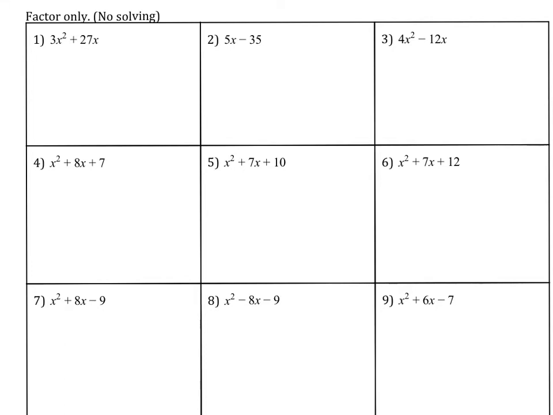Chapter 4.0 Review of Factoring and Long Division. Question number 1. You're going to find the GCF of 3x squared and 27x.